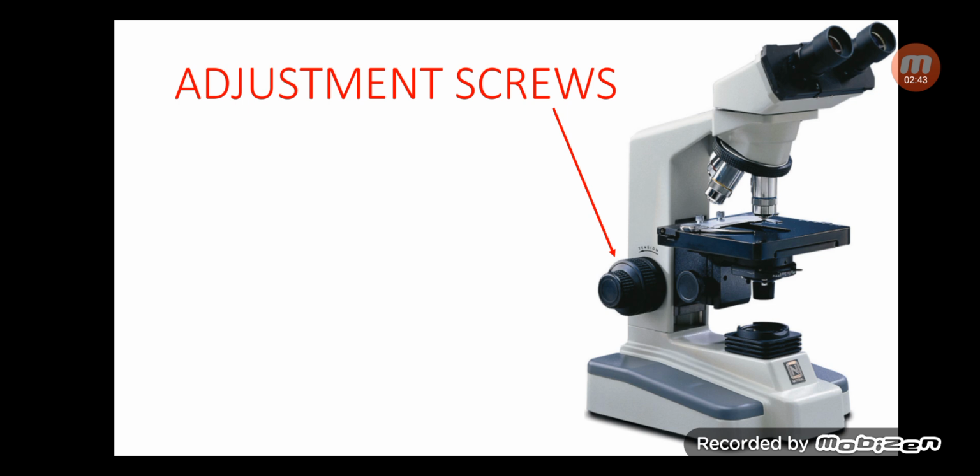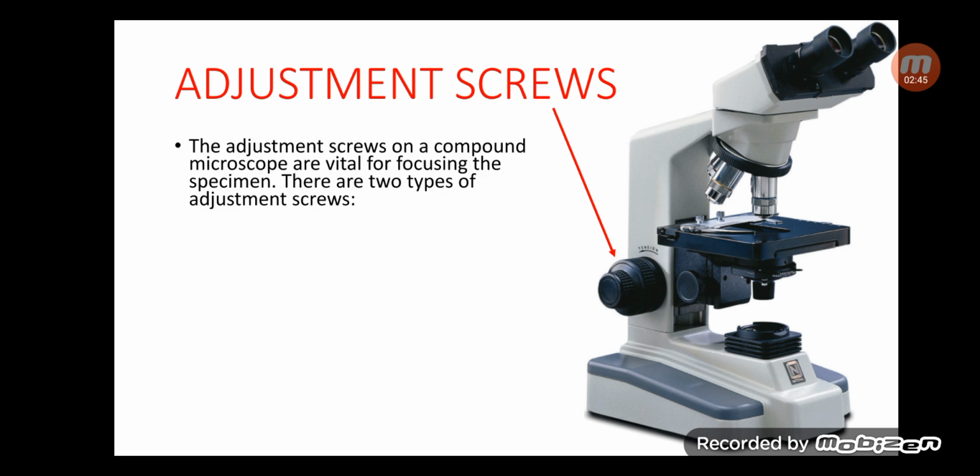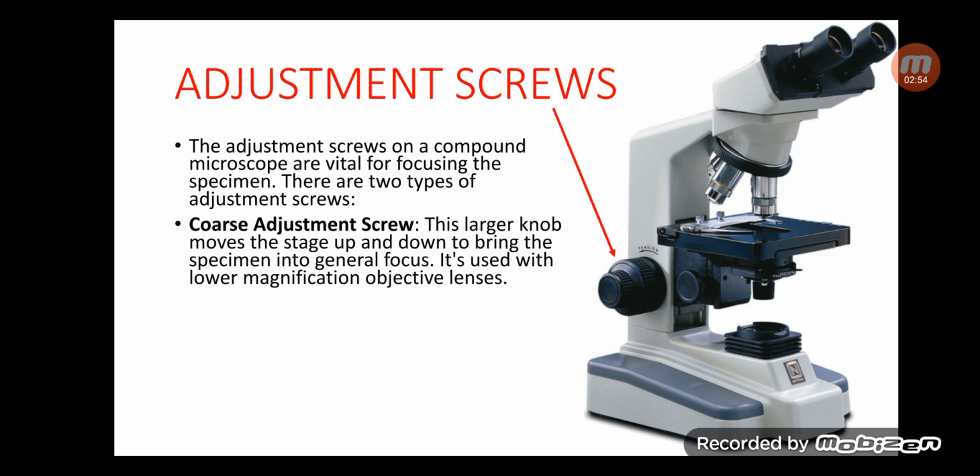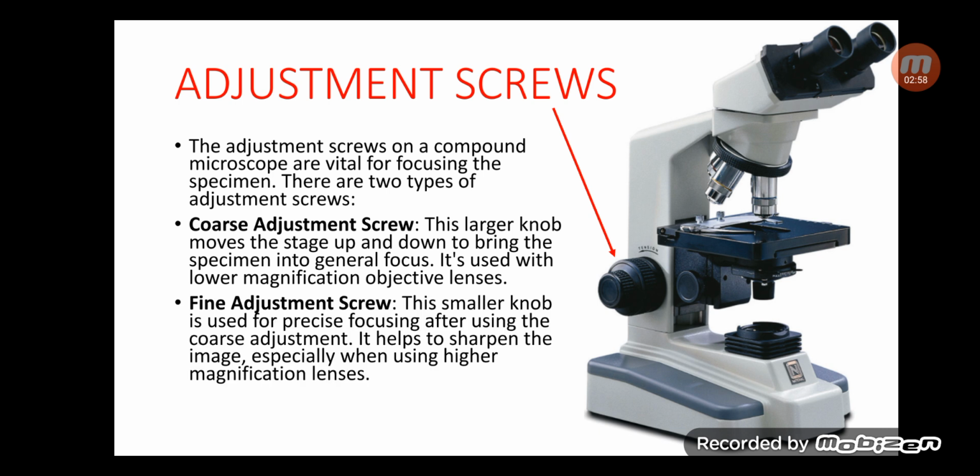Next mechanical part of compound microscope is adjustment screw. Adjustment screws on a compound microscope are vital for focusing the specimen. There are two types of adjustment screws. The first one is coarse adjustment screw and the second one is fine adjustment screw. Coarse adjustment screw is a larger knob that moves the stage up and down to bring the specimen into the general focus. It is used with lower magnification objective lenses.